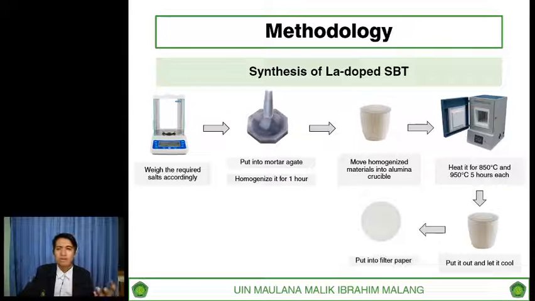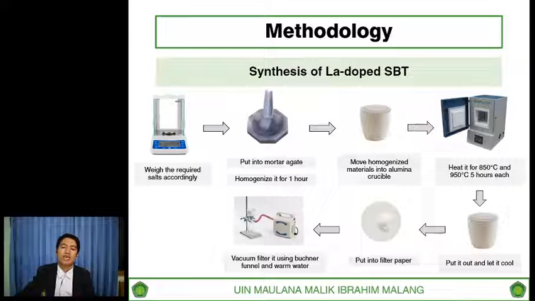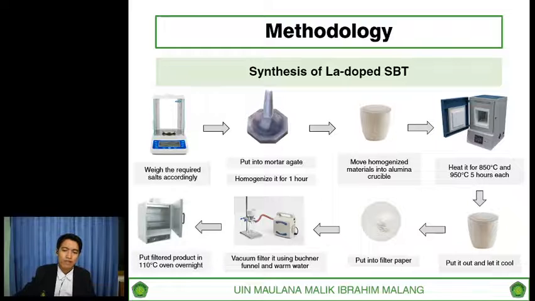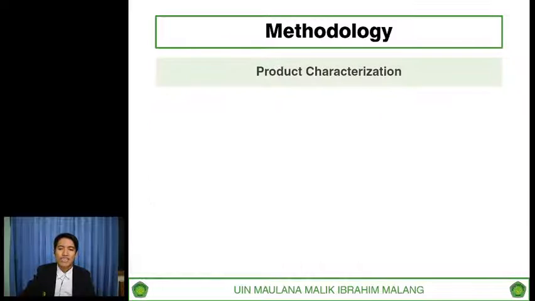After the materials cool down, we put them on filter paper and vacuum filter them using a Buchner funnel and rinse with warm water until there are no salts left. And then after that, we put the filtered product in an oven at a temperature of 110 degrees Celsius overnight.